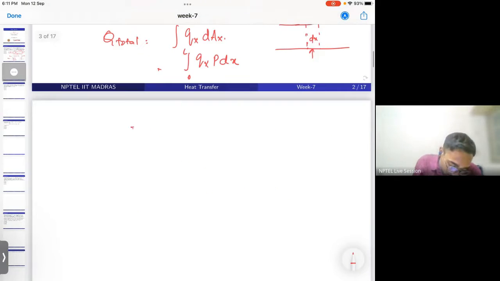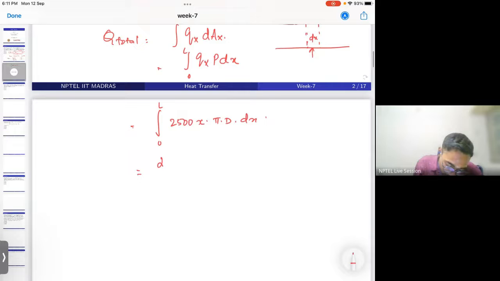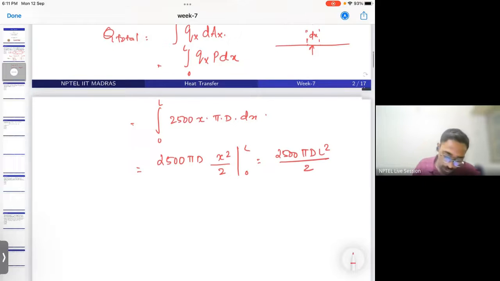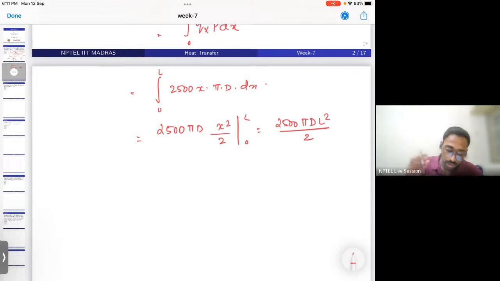So we just need to calculate the integral from 0 to L of 2500 x into pi into d into dx. If we calculate it, 2500 pi d times x square by 2, from L to 0, which is 2500 pi d L square by 2. So this is the total heat that is transferred along the length of the pipe.